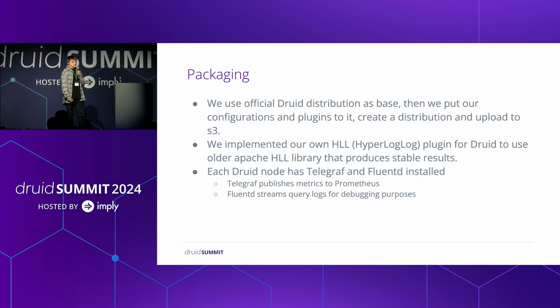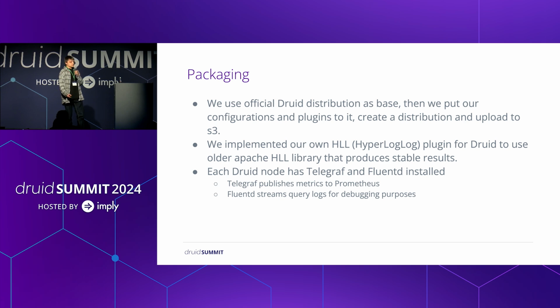And the problem is, the latest Druid version uses the latest Apache HLL, which provides unstable results. So every time you query Druid, you have different values. And even though our customer has a very clear idea that it's not a real value, it's an approximation, they really want this value to be stable. So we had to implement a kind of backport plugin that can still run the older version to not impact our customer.